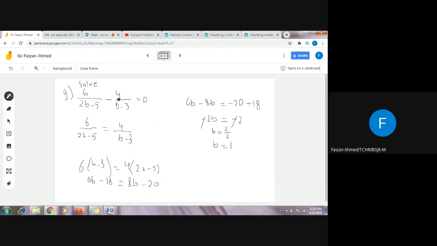I will shift this fraction on the other side, and now I will cross multiply it. This b minus 3 will be multiplied by 6, and this 2b minus 5 will be multiplied by 4. And on simplification, I will get the value of b equals to 1.